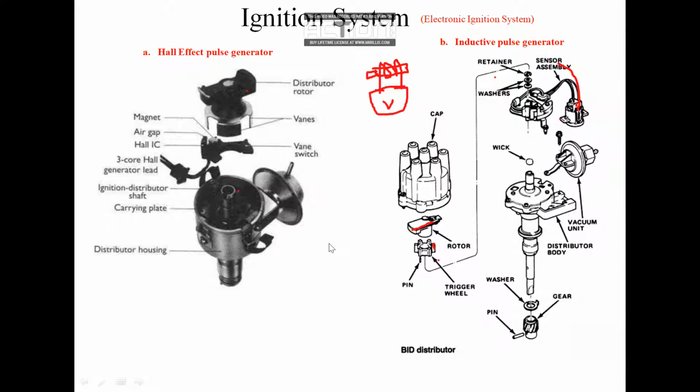This is the electronic ignition system. The thing to be noticed here is that in the electronic ignition system, only the triggering action is electronic. The remaining things, that is distribution and advancement, are mechanical. Only the triggering takes place in an electronic way. So this is your electronic ignition system.